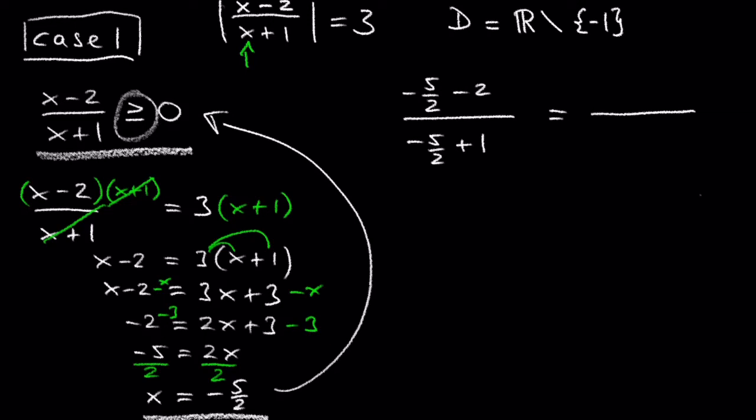Let's focus first on the expression on the top. The 2 is the same as 2 over 1. This helps us to find the common denominator better. In other words, we need the least common multiple of 2 and 1, which is 2.